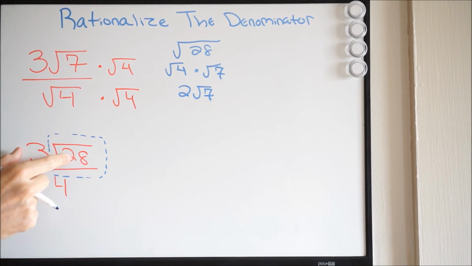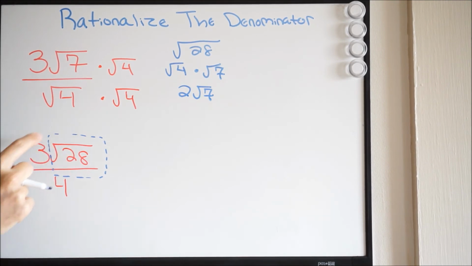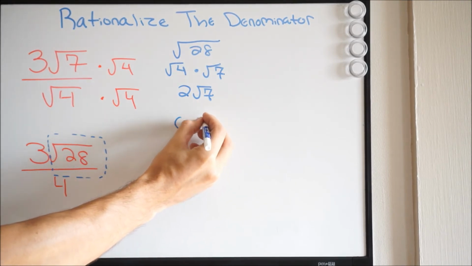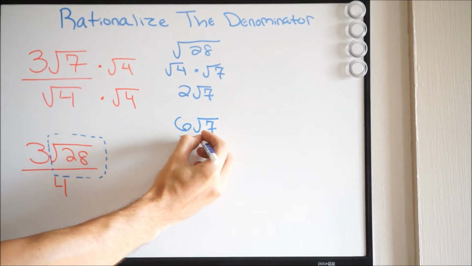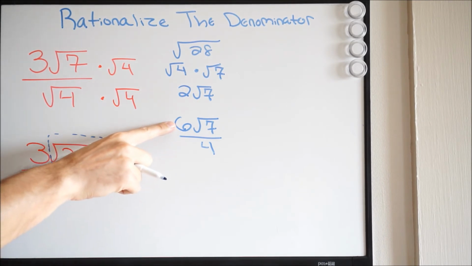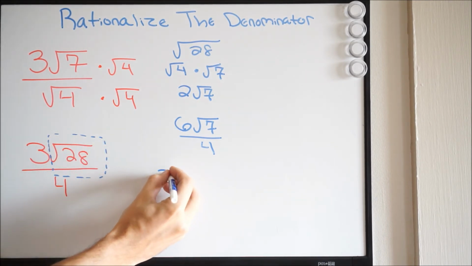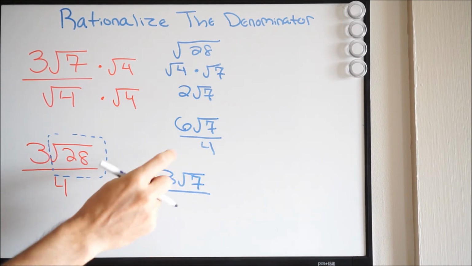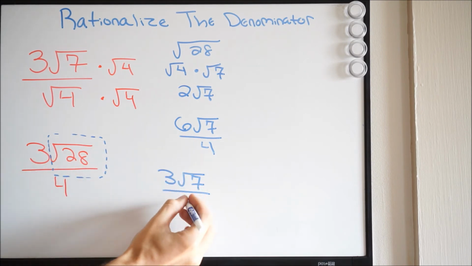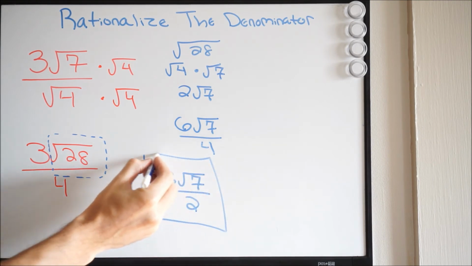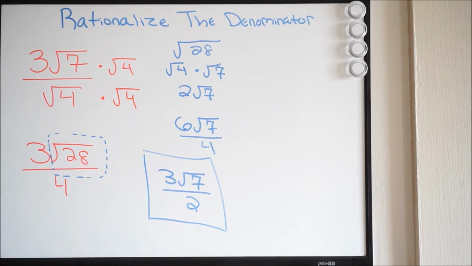Now just combining what we have on the top here, we have 3 times 2, which gives us 6. So we have 6 square root of 7 all over 4. At this point, we can go ahead and reduce. We know that 2 will go into 6 3 times, so we can write 3 square root of 7 all over, and 2 goes into 4 2 times. So this here is going to be your final answer. All right, let's try another example.